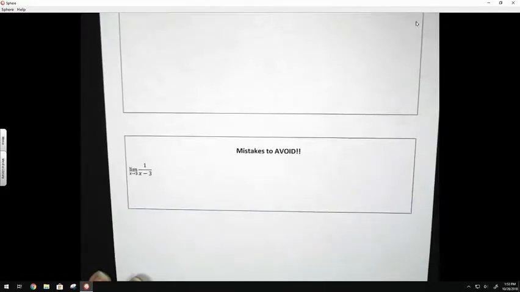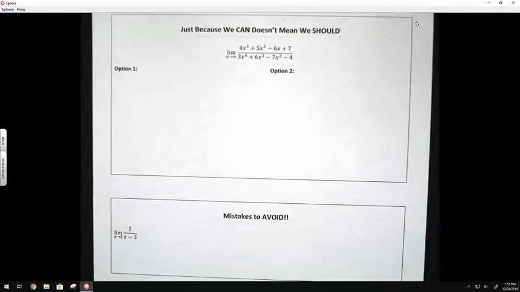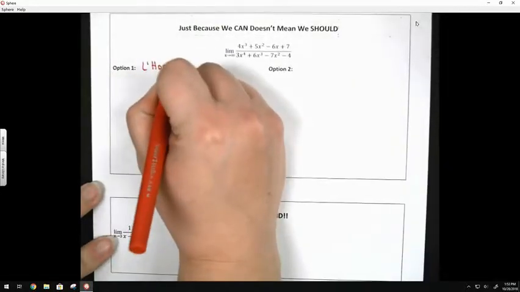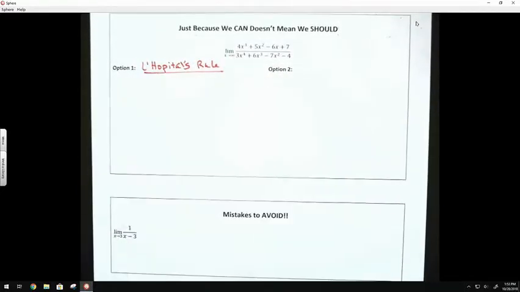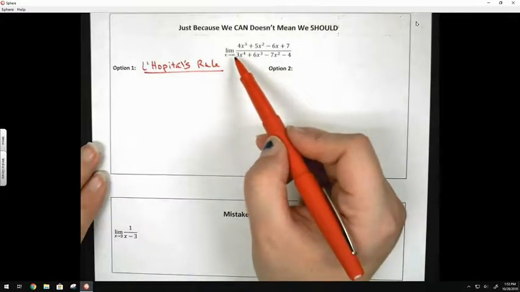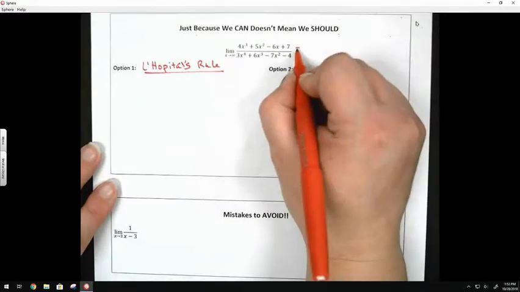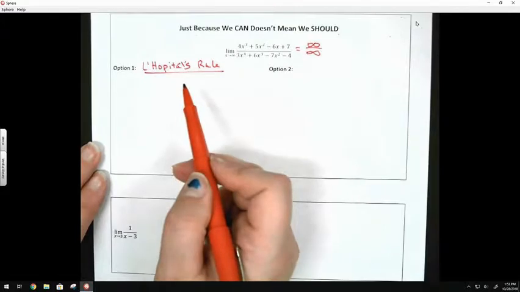Okay, two quick things to talk about. First things first, just because we can use L'Hopital's rule doesn't mean that we should every single time. We can try it, and it's going to get us to the right answer, but sometimes there are other things that make more sense. So when we look at this, the limit as x approaches infinity, if I plug in infinity, I'm going to be getting infinity over infinity. So I know that I can use L'Hopital's rule, which is good.